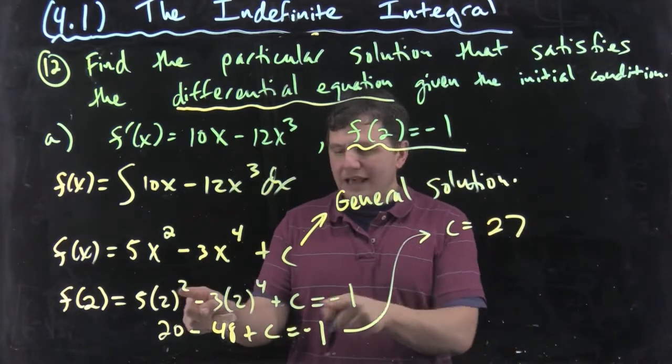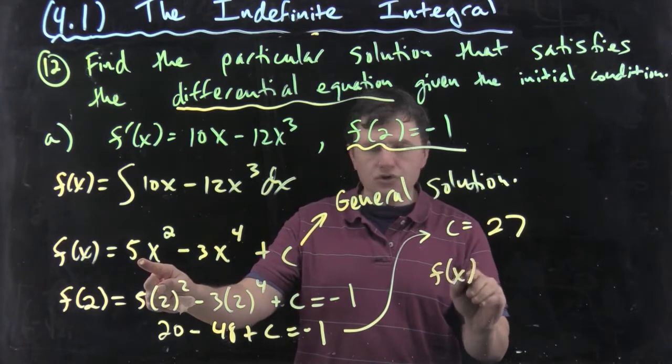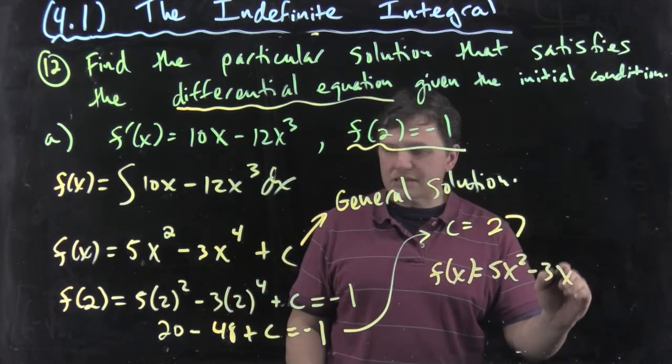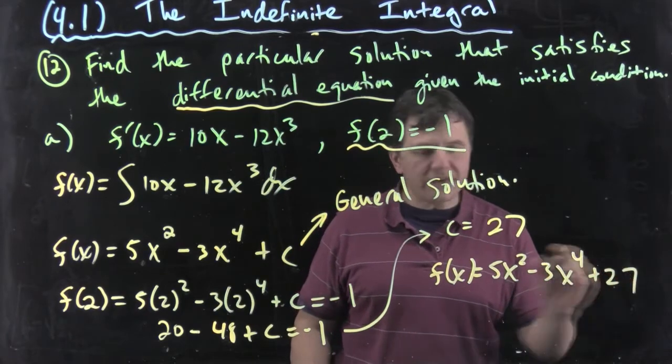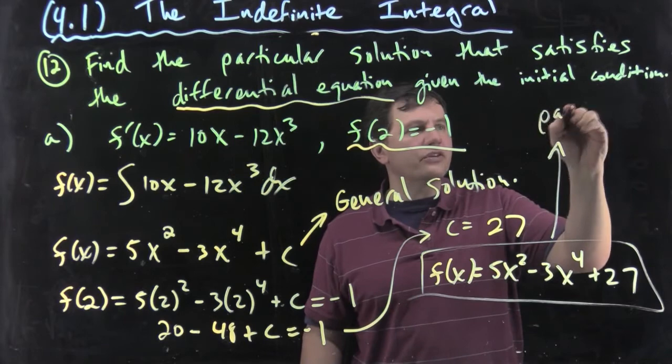So then if we plug that in, we got c is equal to 27, we get what is called the particular solution. So this is 5x squared minus 3x to the fourth plus 27, and this is what we refer to as the particular solution.